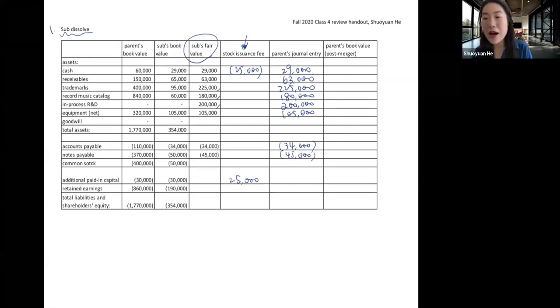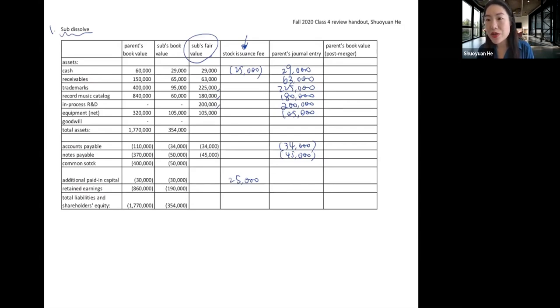And then those are all of the subsidiary's assets and liabilities. And if you still remember from last class, depending on whether there's any goodwill in the merger, we may or may not need to record the goodwill, but we're going to look at it later. So, let's look at what the parent gives to acquire the subsidiary.